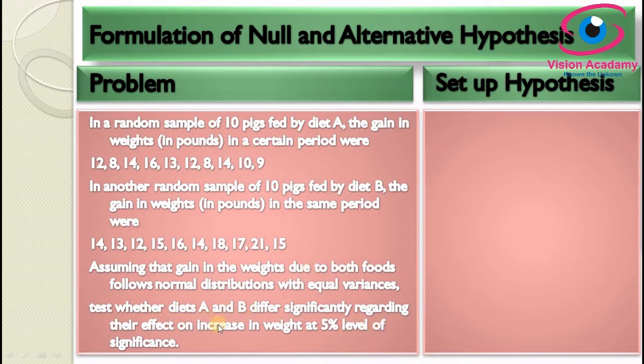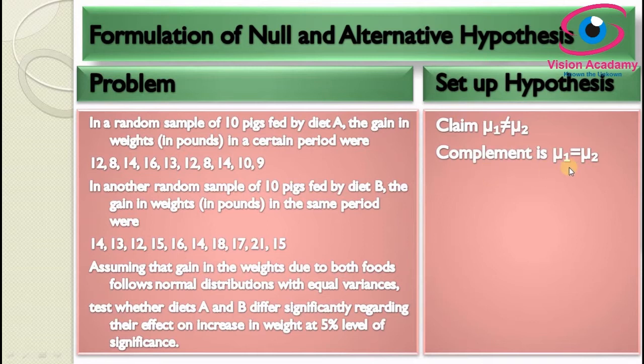Since we want to test whether diets A and B differ significantly, our claim would be mu1 not equal to mu2. In the problem itself, they are asking us whether diets A and B differ significantly. So our claim is yes, it differs. As I told you, diet A food is denoted by mu1, and diet B food is denoted by mu2. So what we want to claim is that diet A and B foods differ significantly. The complement is mu1 equals mu2, which indicates that the gains in weights of pigs from diets A and B foods are the same.